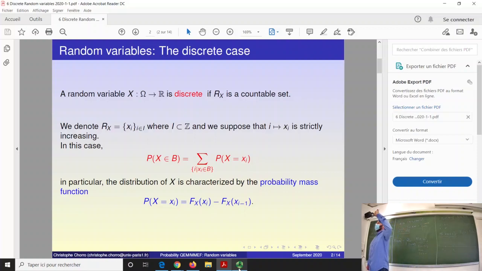You have only 1 point in this set. It's the set such that x is equal to this one, because you don't take all the other values. So this one is just the probability that X is equal to x. Okay? And so you see that here, the probability mass function may be deduced from the distribution function, and it explains in particular, in the discrete case, why the distribution function characterizes the distribution of a random variable in the discrete case, because you are able to recover the probability mass function from the distribution function.